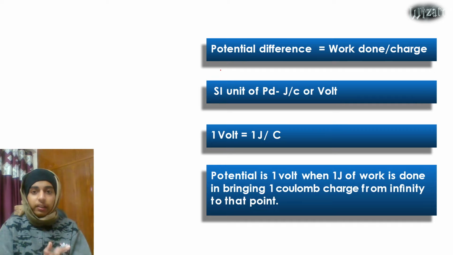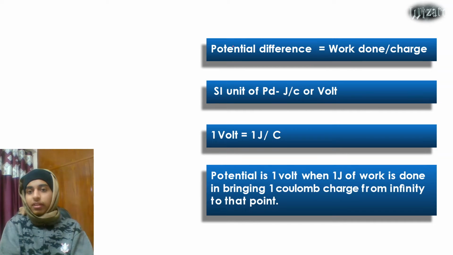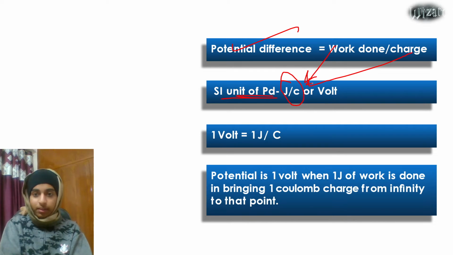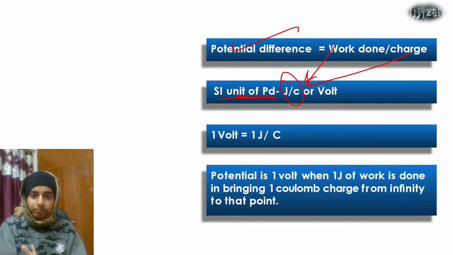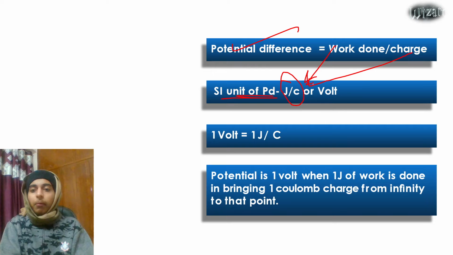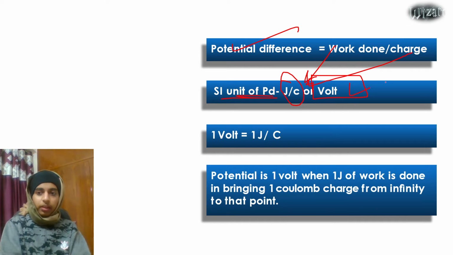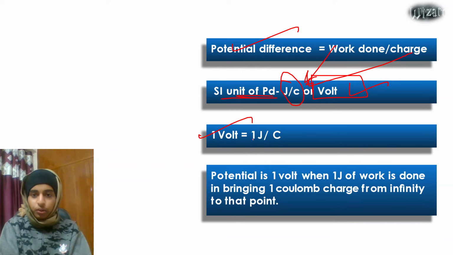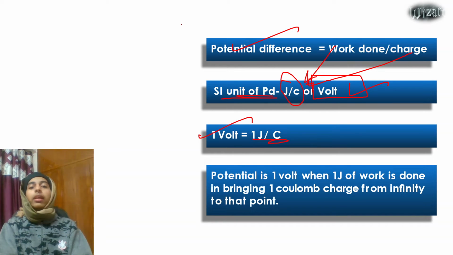One conclusion that we can find out is that potential difference is work done by charge. With this, we also get its SI unit, that is joules per coulomb. Work done by charge: the unit of work done is joules, and the unit of charge is coulombs. But again, to acknowledge one of our physicists who contributed, his name was Volta, so the unit for potential difference is volt. Clear? So 1 volt is equal to 1 joule per coulomb.